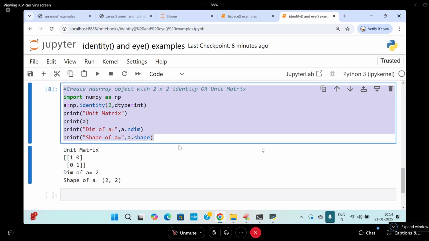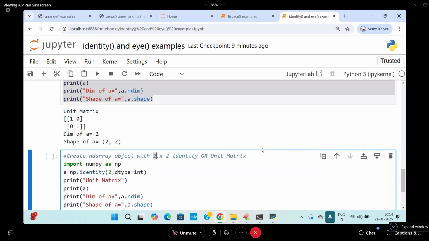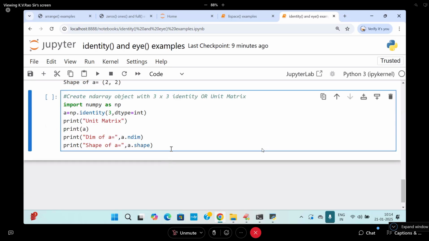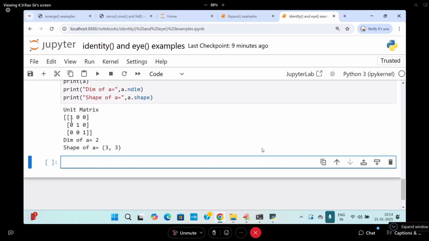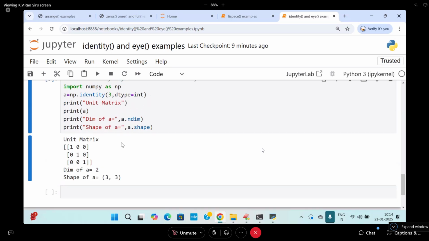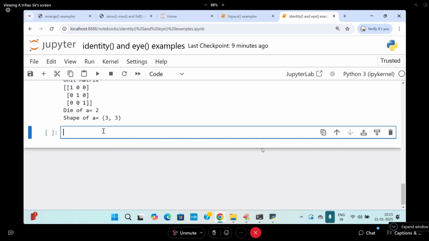Now I want to create one more 3 by 3 matrix. I'm writing 3. What is the value of that 3? The n value, which is nothing but the number of rows as well as the number of columns. Both of them are the same. So a 3 by 3 matrix is going to come. Dim is 2. Shape is 3 rows and 3 columns. Like that, you can build any big matrix also.